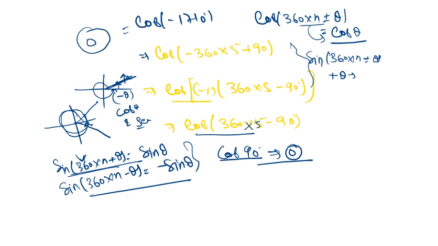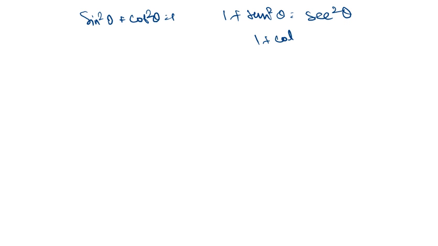Now for the next topic, some identities. Already I discussed sine square theta plus cos square theta is equal to 1, and 1 plus tan square theta is equal to sec square theta. This we have also studied. 1 plus cot square theta is equal to cosec square theta. This also we have studied.